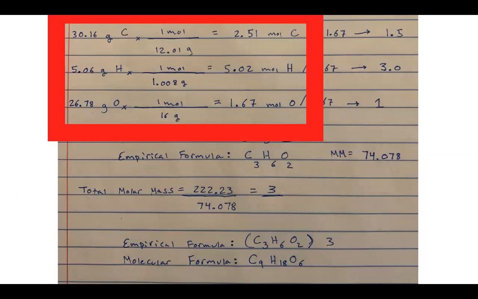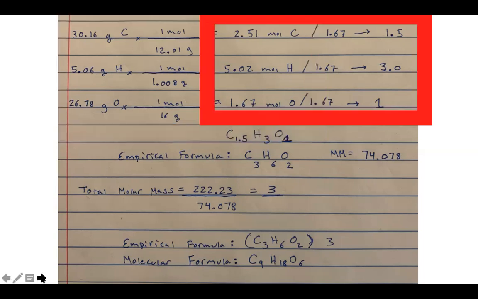Once we have everything in terms of grams, we have to convert all of these to moles. And so that's what I'm showing in this box here, right? 30.16 grams of carbon is really 2.51 moles of carbon. 5 grams of hydrogen is about 5 moles of hydrogen, and 26.78 grams of oxygen is really 1.78 moles of oxygen, right? So first get each element in terms of grams, then get them each in terms of moles, okay?